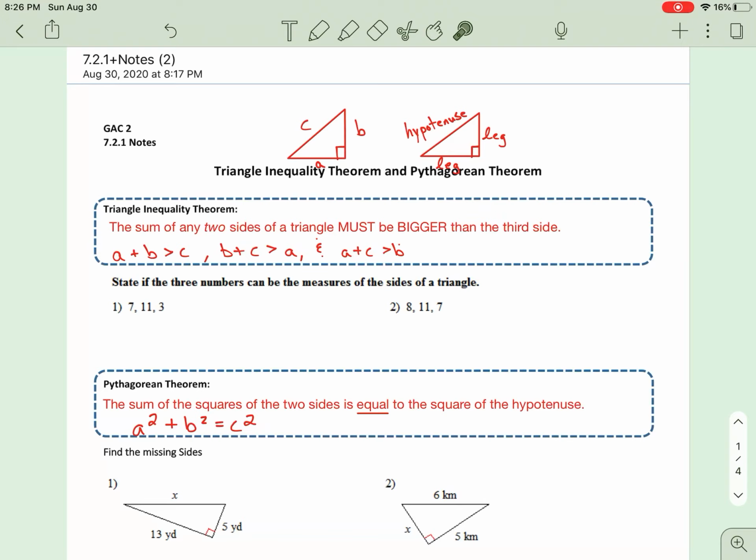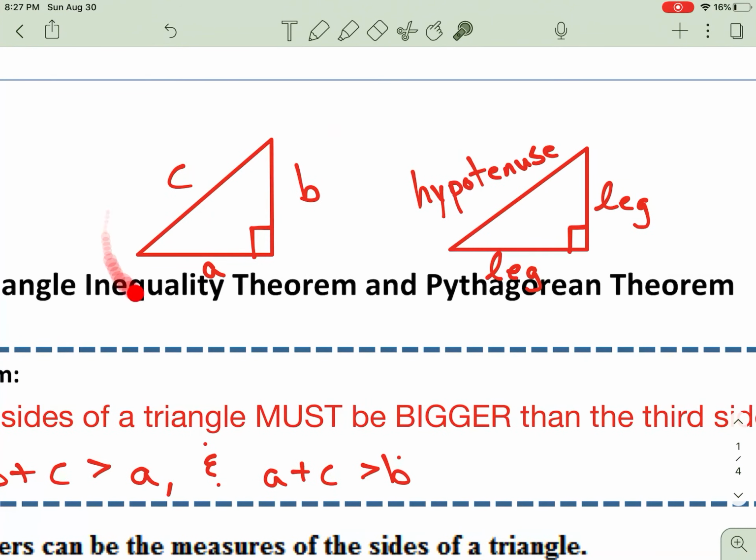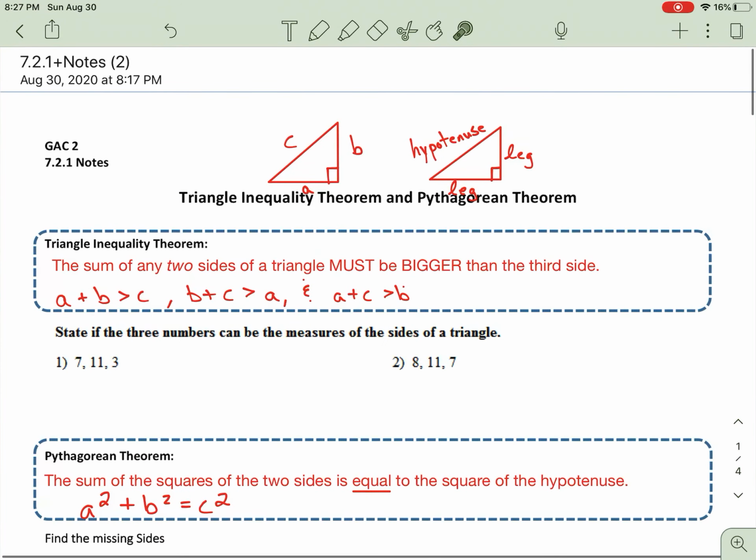Last week we talked about radicals. This week we're going to talk about triangle inequality theorems. So a bunch of triangle theorems. As you can see here at the top, I have drawn a couple of triangles for you. I have A, B, and C, where A and B are both the legs. C is the hypotenuse. Okay, so that's a right triangle. You guys are very familiar with that.